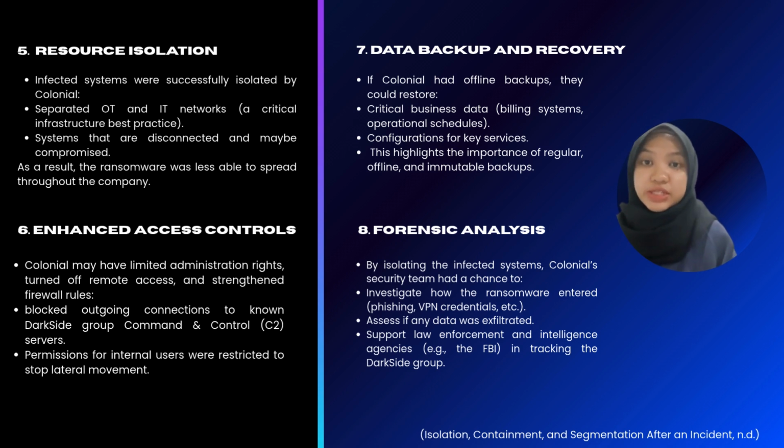Continuing with containment strategies used in the Colonial Pipeline case, here are 4 more key actions. So the fifth one is resource isolation. Colonial successfully isolated infected systems by separating their operational technology, OT, and information technology, IT, networks. This critical infrastructure best practice helped prevent the ransomware from spreading further within the organization.